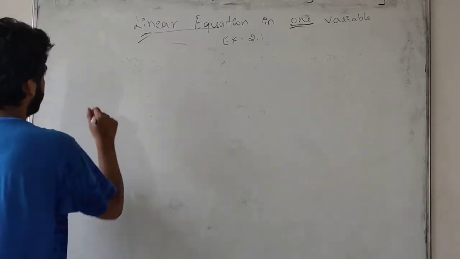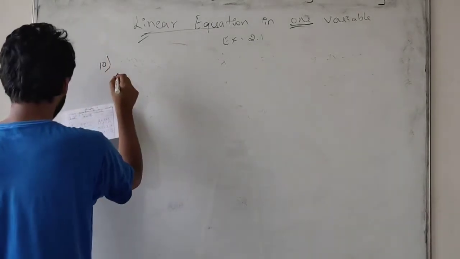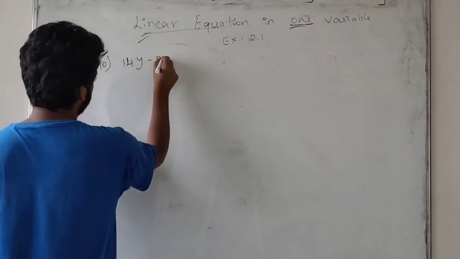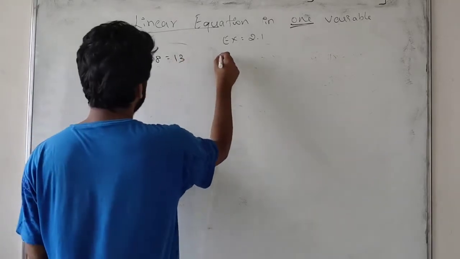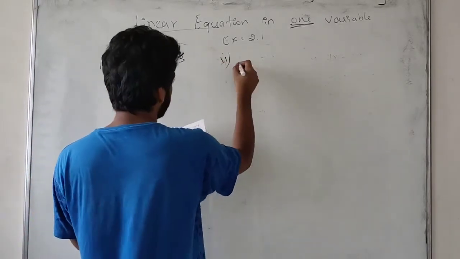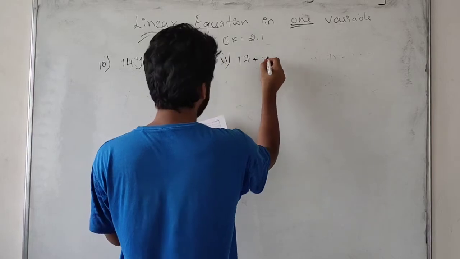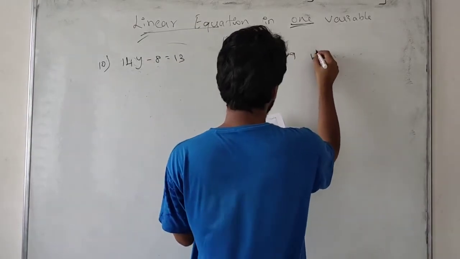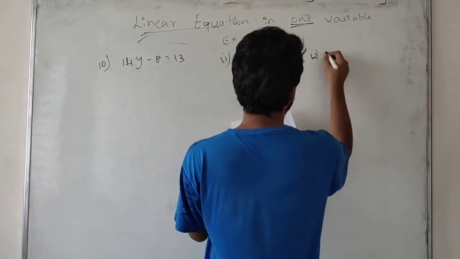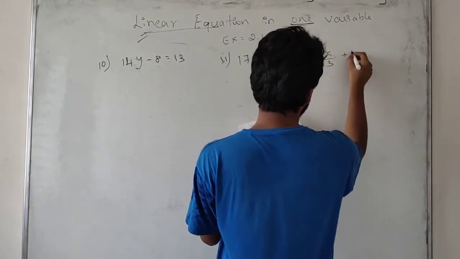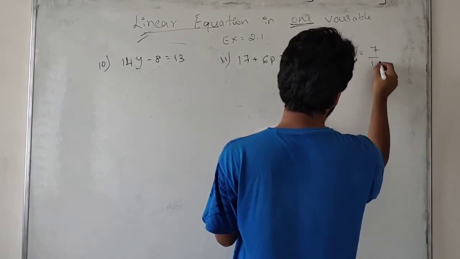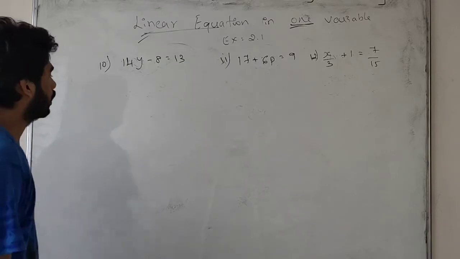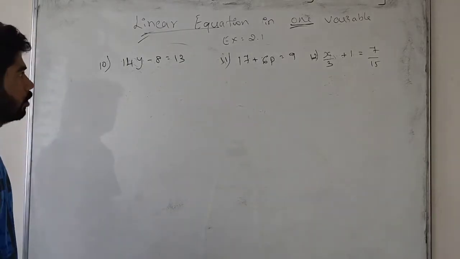So next problem, 10th one. The question is 14y minus 8 is equal to 13. 11th one, 17 plus 6p is equal to 9. 12th one, x by 3 plus 1 is equal to 7 by 15. Okay.